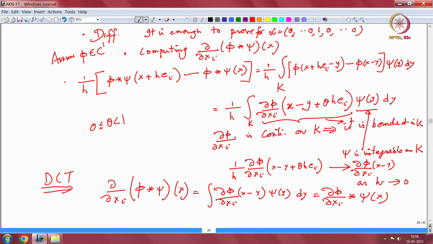So, that proves it, and you can repeat this. After that, any derivative you can keep on repeating if you have more regularity. So, I will stop and we will continue to do more results on that, including the density arguments.